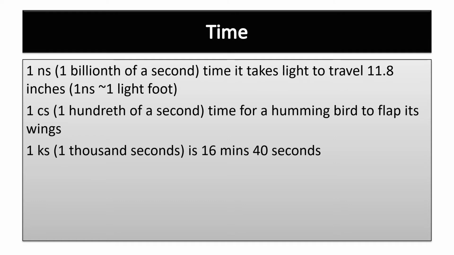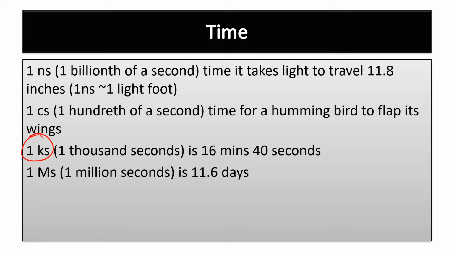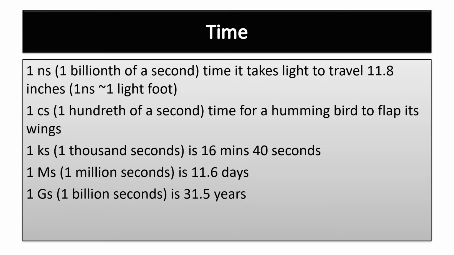Look at how this jumps up. We go from 1 kilosecond, which is 16 minutes, to 1 megasecond, or 11.6 days. Now think of kilobytes, a kilobyte and a megabyte. What do you think the next one is? Kilobyte, megabyte, it's like a gigabyte. And what do you think the time comparison is? We went from 16 minutes for a kilosecond, 11.6 days for a megasecond, and 1 gigasecond, or 1 billion seconds, jumps up to 31.5 years.